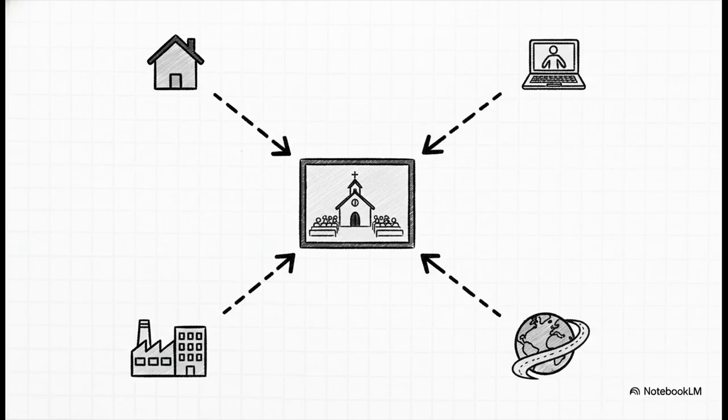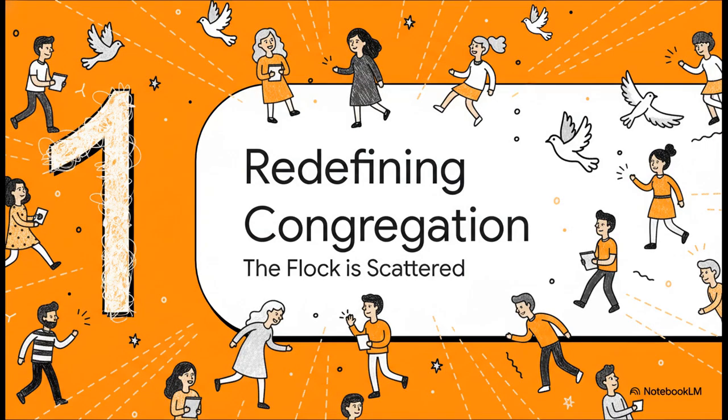But what if that's just a snapshot, a single frame in a much, much bigger story? What if the reality of your congregation is way more scattered, more complex, and needs a much wider lens to really be seen? And that leads us to our first big idea. We've got to start by redefining what we even mean by the congregation. We have to get our heads around the fact that the flock is scattered.